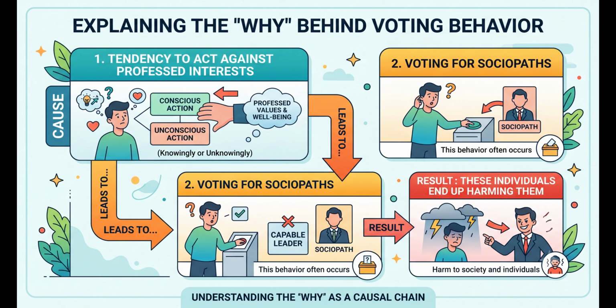Here, the first arrangement might read, it is because Americans, knowingly or unknowingly, have the tendency to act against their professed interests. That is the reason why Americans often vote for sociopaths who end up harming them. This arrangement helps us understand the why behind the voting behavior.